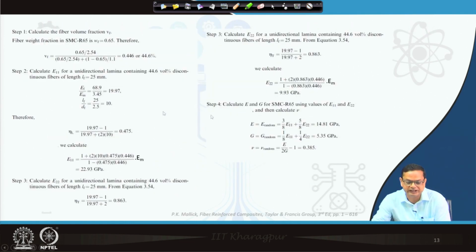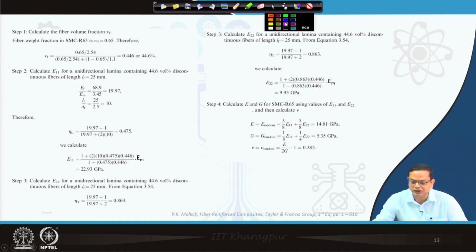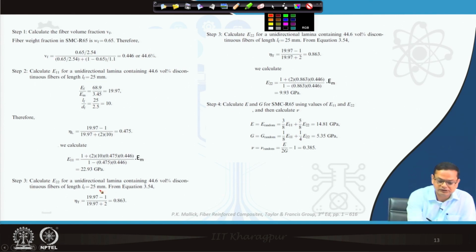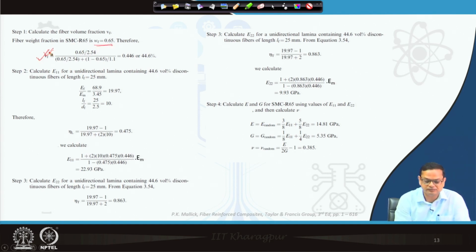So, as I was mentioning earlier, first you calculate the value of this V f from the weight fraction value. Weight fraction has been given. So, you calculate the value of V f. You can see here weight fraction over the density of the fiber, and then weight fraction of the matrix over the density of the matrix, and then ultimately you get the value of the volume fraction. And then ultimately you have to calculate the value of E 11.